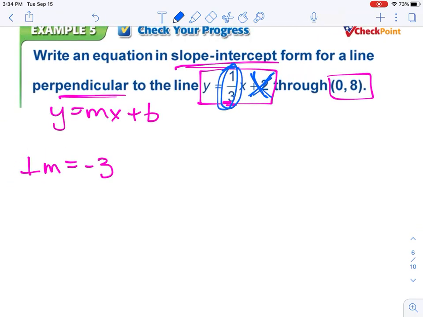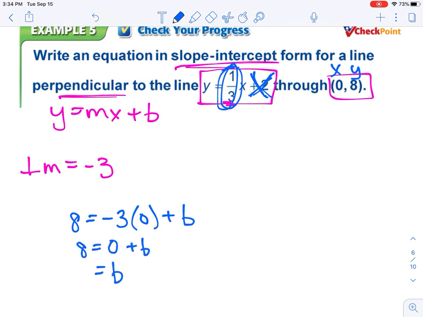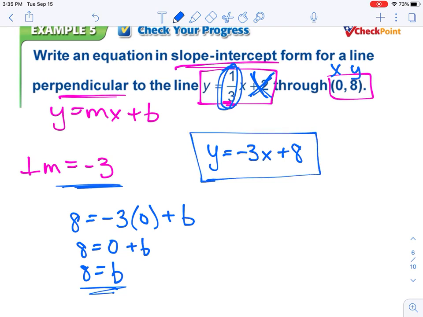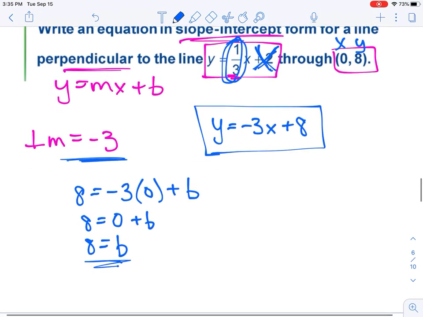Now, to make our new line go through that point, I have x, y, so we have 8 equals -3 times 0 plus b. Solve for b. b will equal 8. Plug in our slope, plug in our y-intercept. y equals -3x plus 8. You could go ahead and check what I just did on a graph, make sure they're actually perpendicular. I will tell you that they are, but you can check if you'd like.